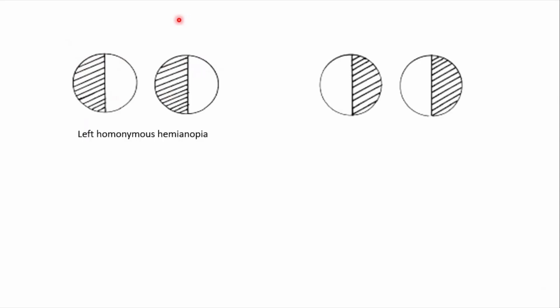So therefore, this would be a homonymous hemianopia. And since it's on the left side, it would be left homonymous hemianopia. The opposite would be the right homonymous hemianopia, where for the right eye, the right side of the visual field is affected, and for the left eye, again, the right side of the visual field is affected.